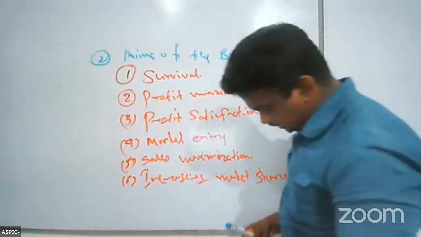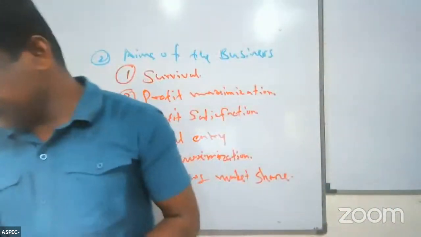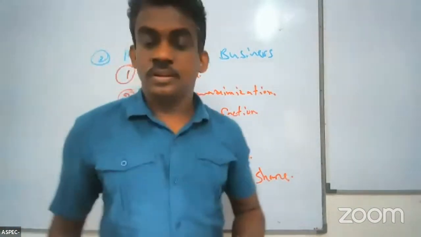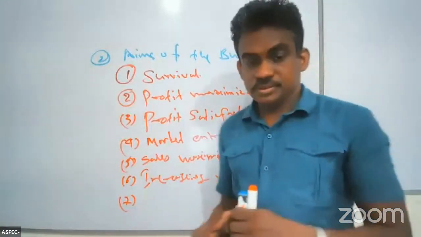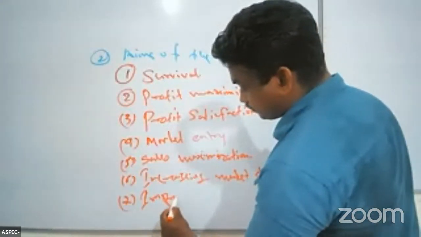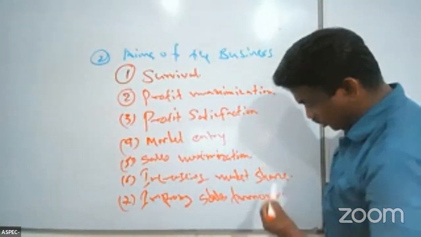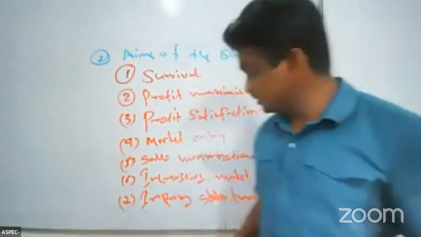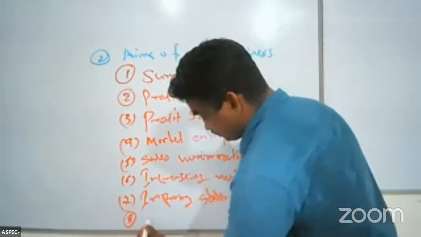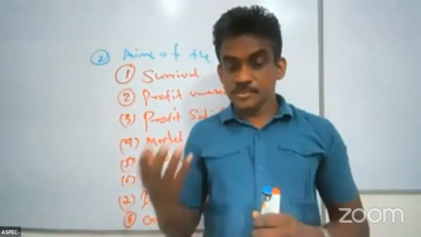Right. Then the next one, we can see number 7, improving the sales turnover. Improving sales turnover, right? Then the final one is growth, right? Business aims to ensure its growth.